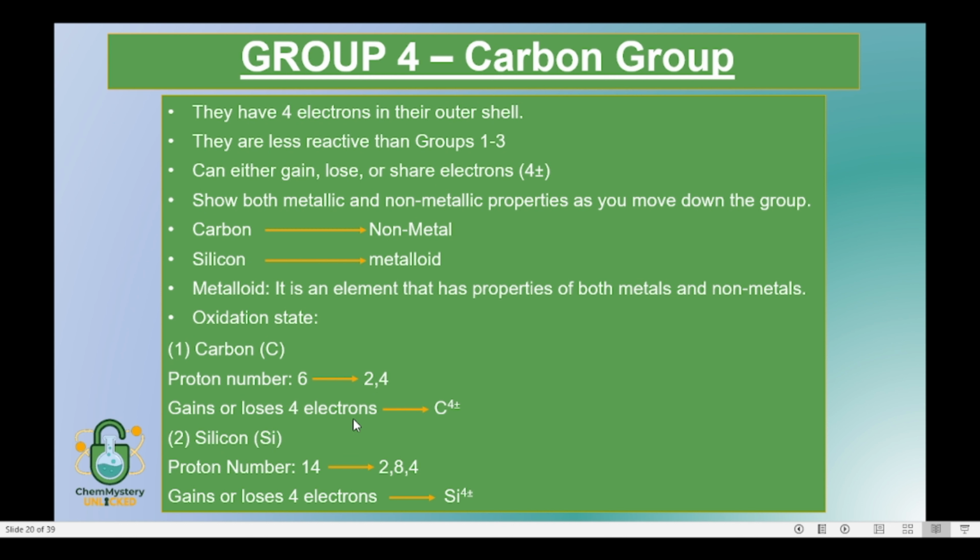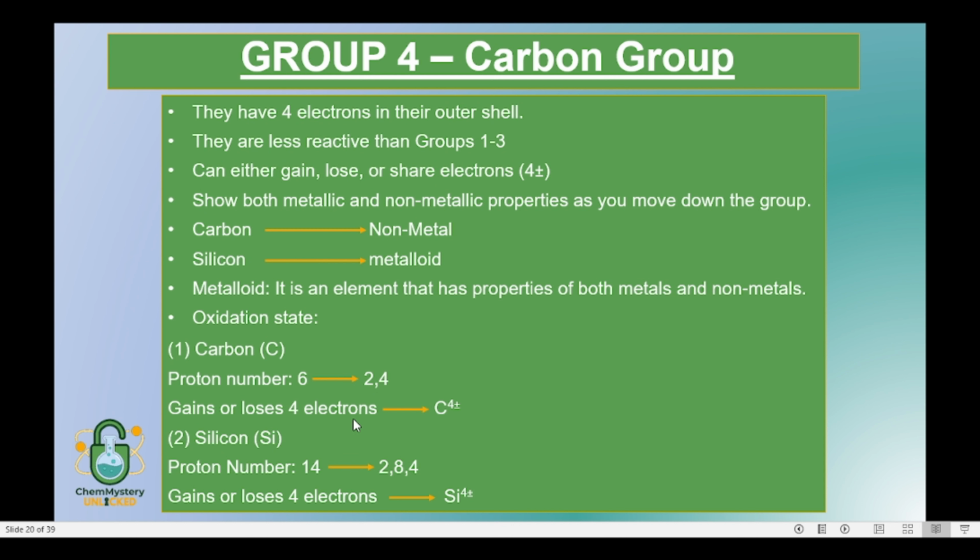So it becomes stable with a charge of 4 plus or minus, because it can either lose or gain 4 electrons. Silicon has a proton number 14, so it has 2 electrons in the first shell, 8 electrons in the second shell, 4 remaining electrons in the third shell. Now silicon can also lose or gain 4 electrons, so it has a charge of 4 plus or 4 minus, because it can lose 4 electrons or gain 4 electrons.